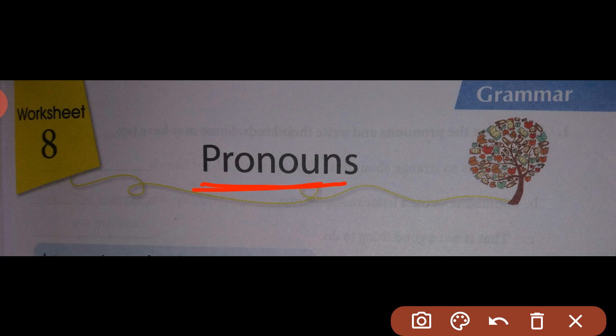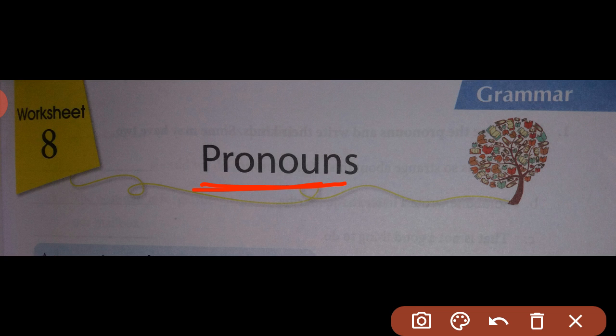So personal pronouns can be divided into three categories, that is first person, second person, and third person. Accordingly, by their usage in a sentence, they are of two types, subjective as well as objective. Is it clear?